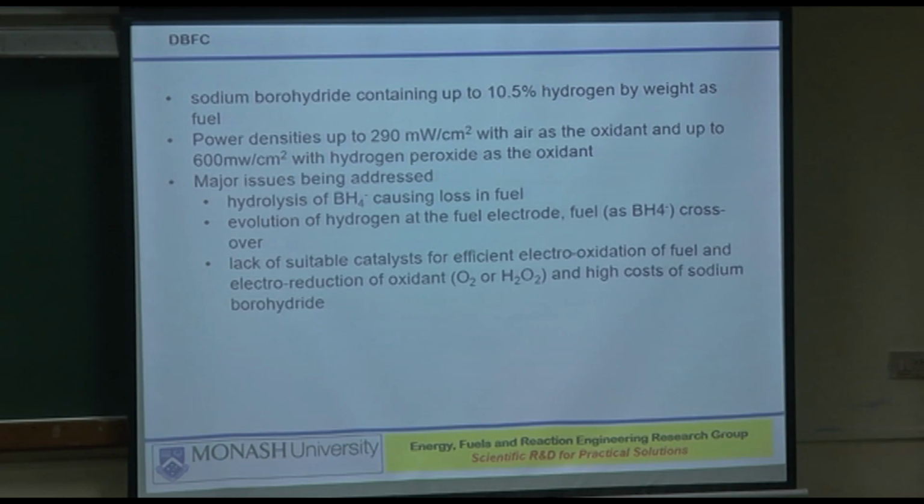The power density of up to 290 milliwatt per centimeter squared is available with air as the oxidant, but with hydrogen peroxide as the oxidant, you can get about 600 milliwatt per centimeter squared. So you get a lot higher power density with hydrogen peroxide as the oxidant.